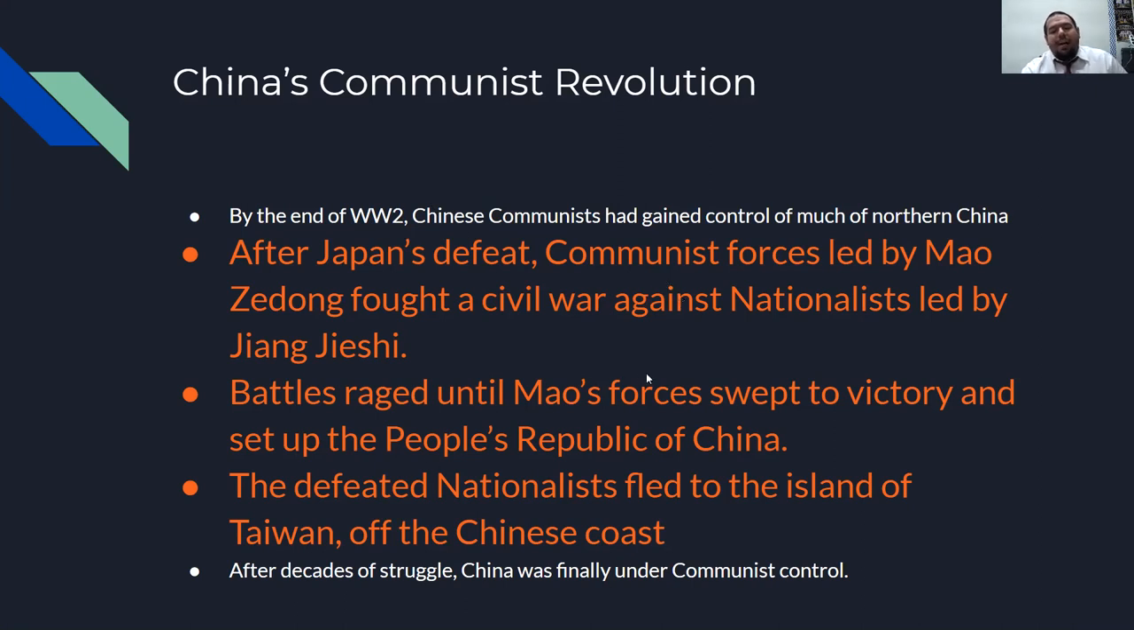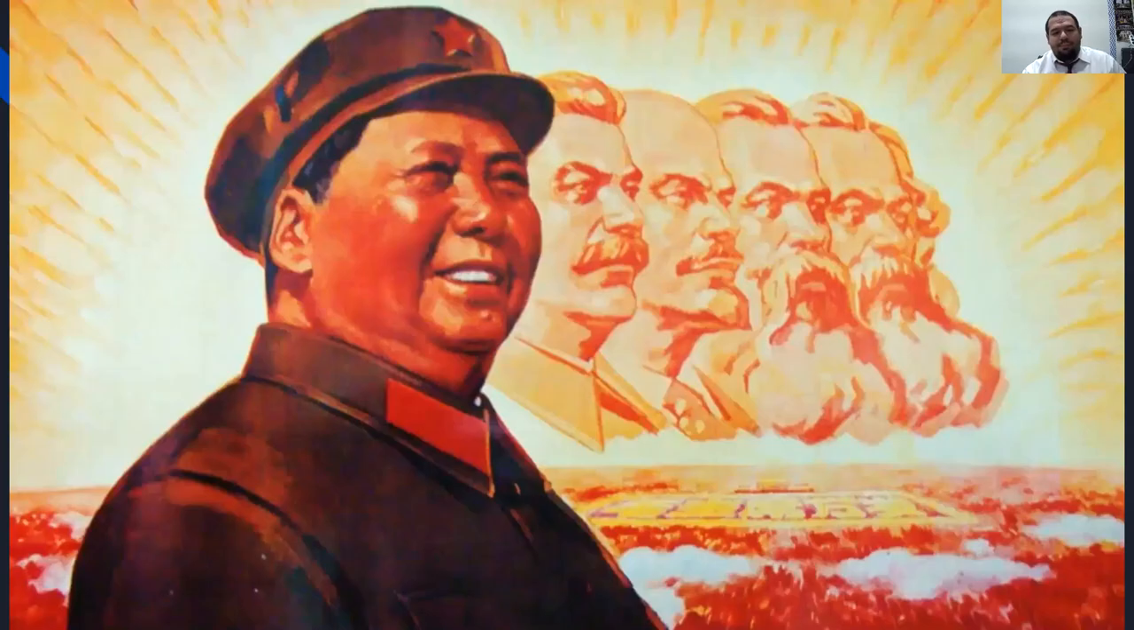Battles raged until Mao's forces swept to victory and set up the People's Republic of China, the PRC. The defeated nationalists fled to the island of Taiwan, which used to be called Formosa, off the Chinese coast. And after decades of struggle, China was finally under total communist control.